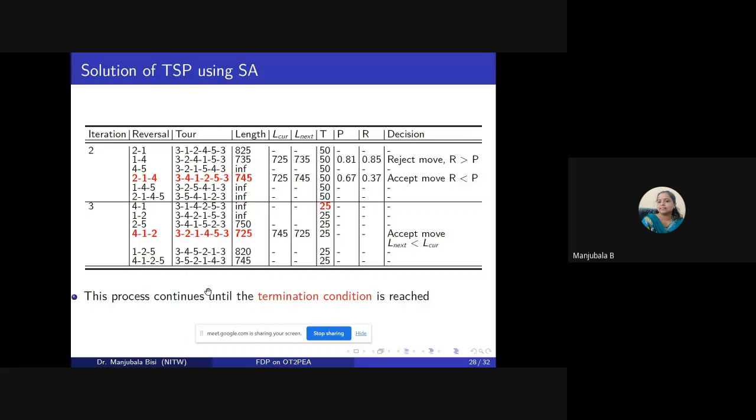So this process you have to continue till your termination criterion is reached. The termination criterion you can fix as the number of iterations or some threshold value. Up to this threshold, the tour length is sufficient, or there is no change in the optimum tour. In that scenario, you can stop the process. In this way, you can solve this TSP problem by the simulated annealing algorithm.